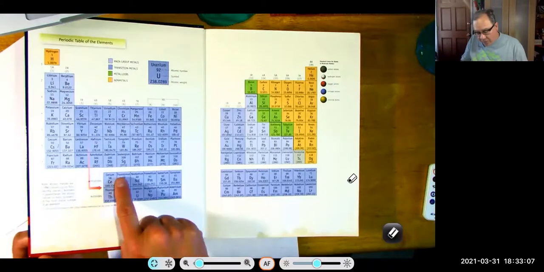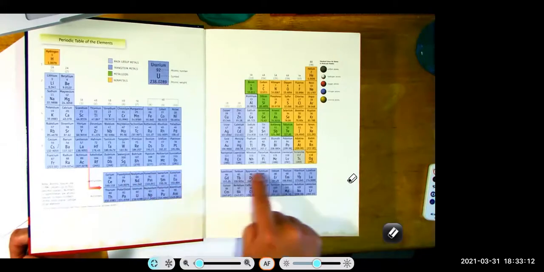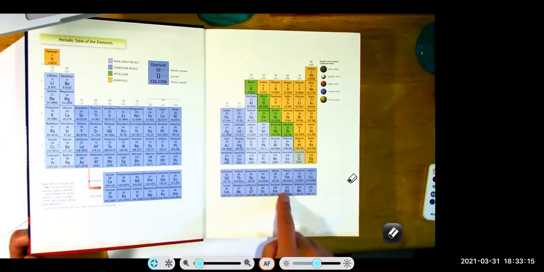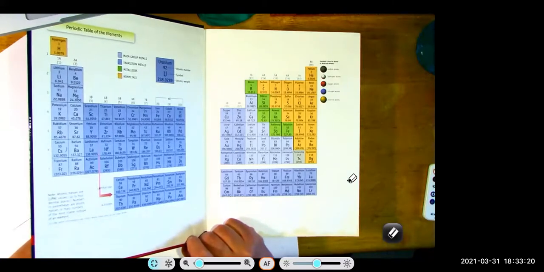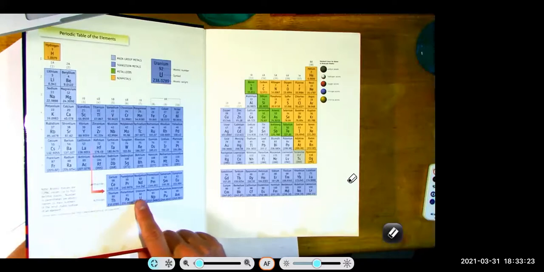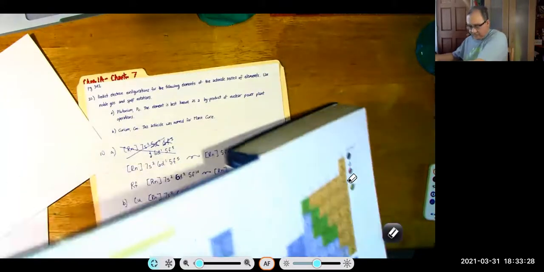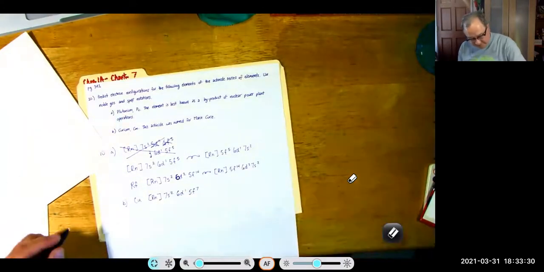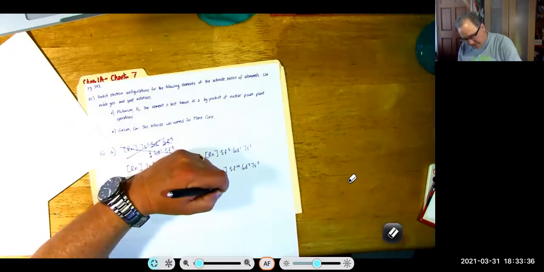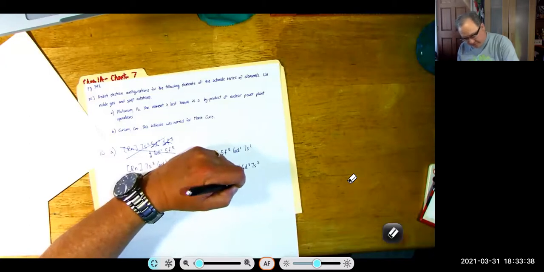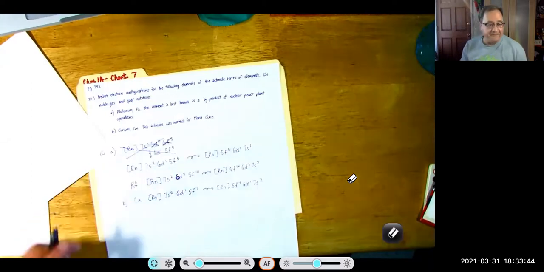Okay, and what is this top one supposed to be? 4f. So what's this bottom one? 5f. So 5f what? 5f7. So that's what we get. But we have to rearrange, and we get radon, 5f7, 6d1, and 7s2 for curium.